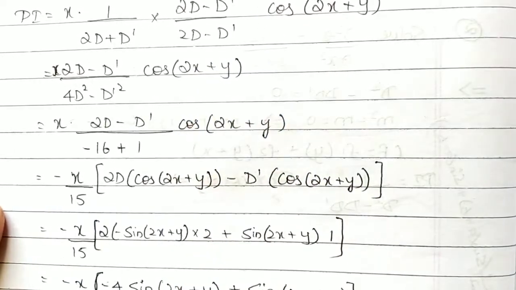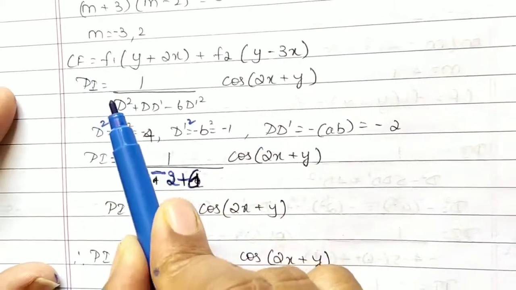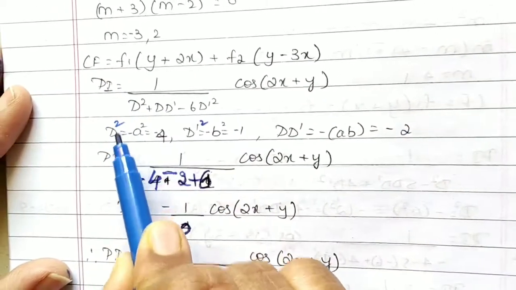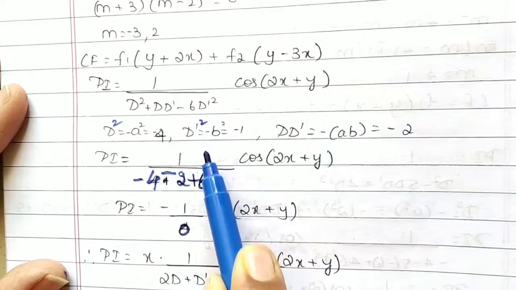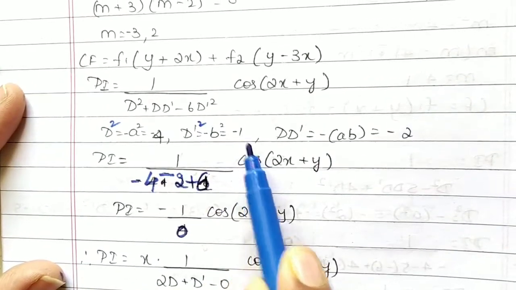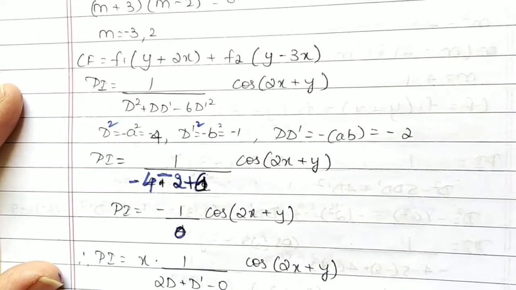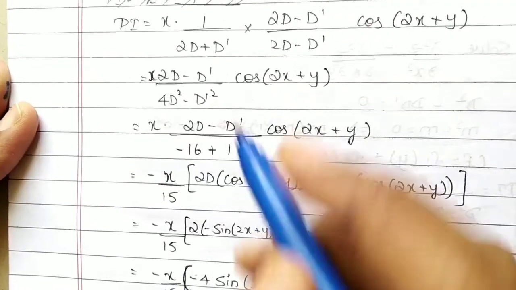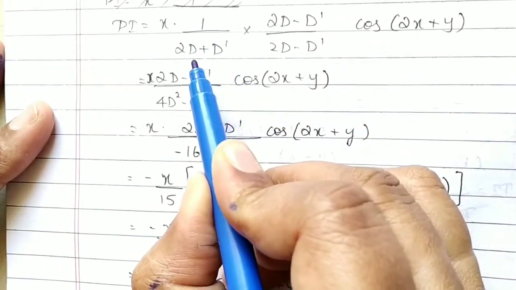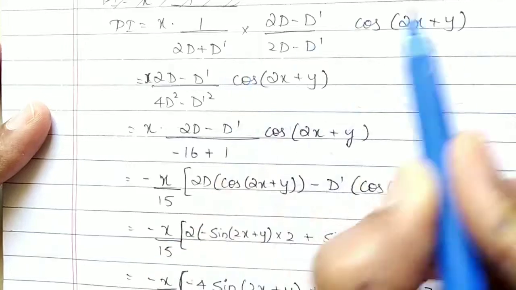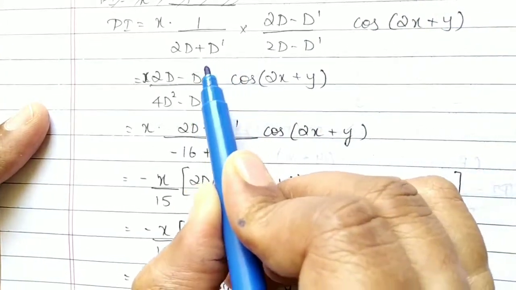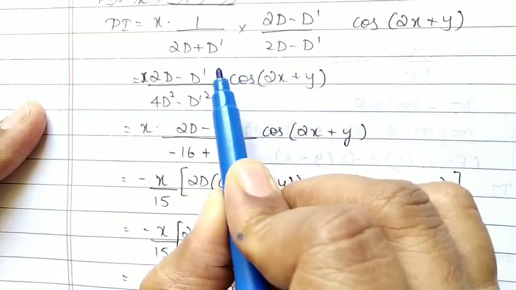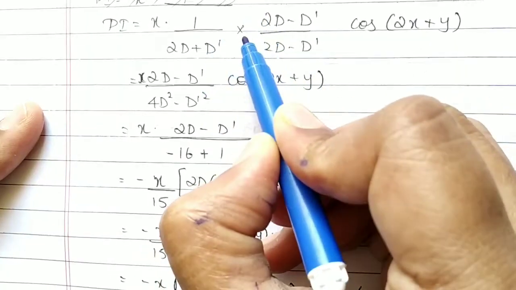So here, substitute D square is minus 4 and D dash square is minus 1 and D into D dash is minus 2. But here after differentiation we got D and D dash. To apply this cos, you need D square and D dash square, which is not possible to apply. So for that you rationalize it.